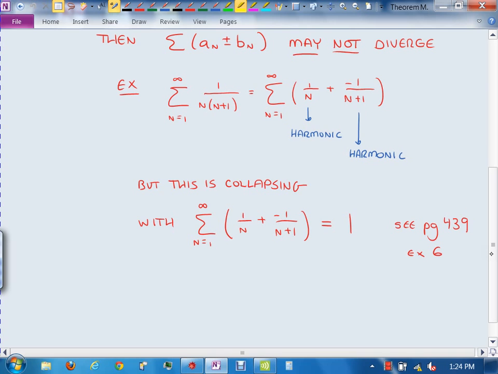And you can actually see page 439, example 6. They actually worked that problem out in detail. So that's something I don't want to see you do on a test, where you do your partial fraction decomposition, you split it apart, and you say, oh, harmonic on each, diverges, done. That's not the case. With me?